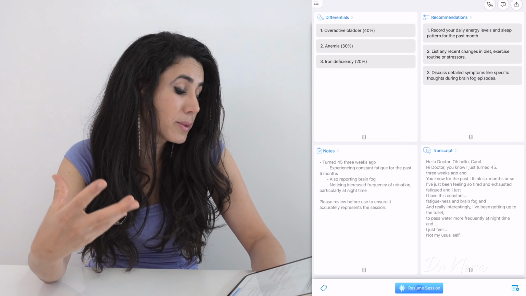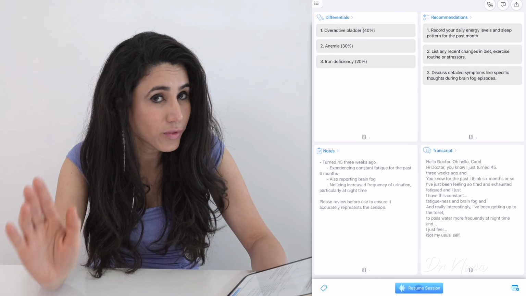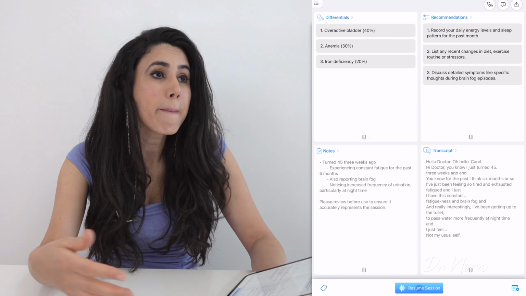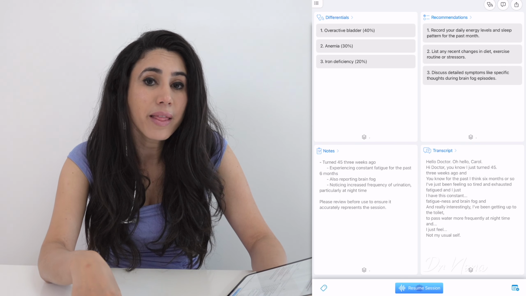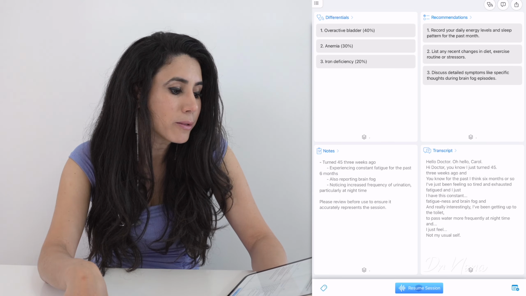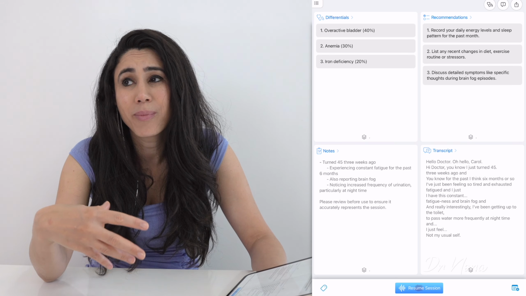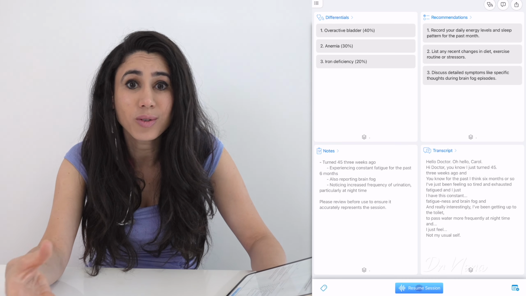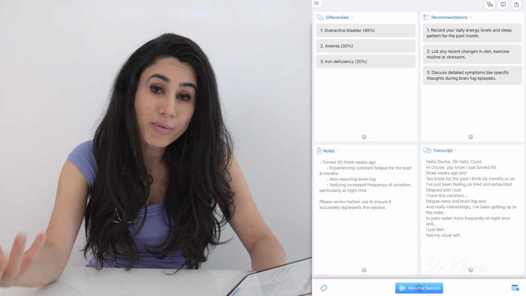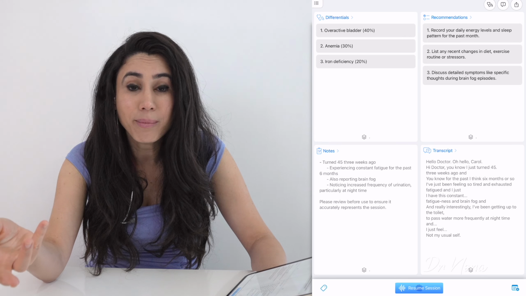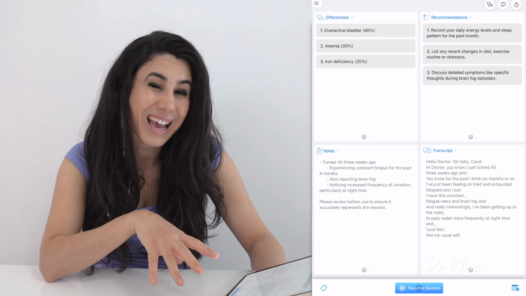So far, it's telling me that this patient could have an overactive bladder, which is very plausible. If they are going up to the toilet many times during the nighttime or even the daytime, their bladder may not be working as it should be. They may also be suffering from anemia or iron deficiency, which is where you have blood loss, maybe related to menstrual cycles, heavy menstrual cycles, perhaps other reasons as well, maybe some GI blood loss, lots of reasons why someone can get anemic. And so these are all very plausible differential diagnoses.